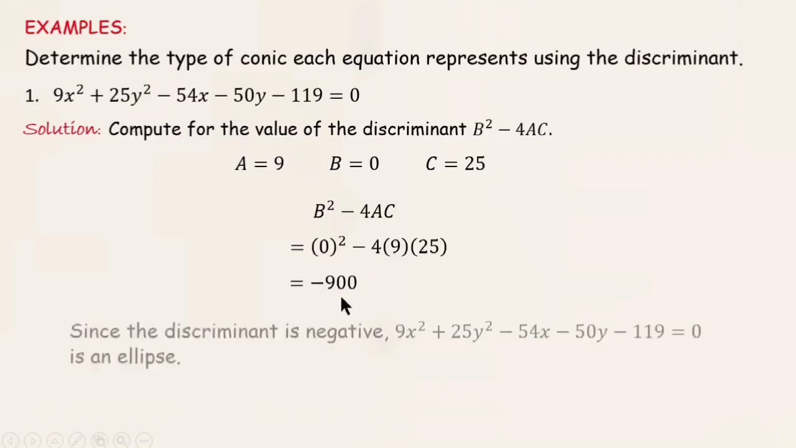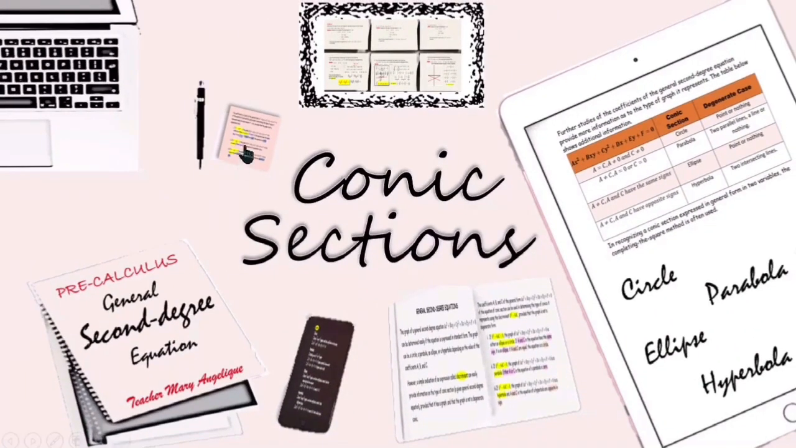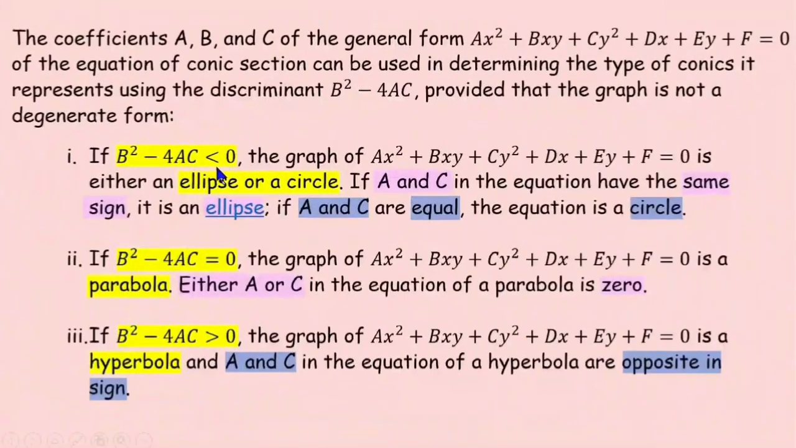Since the discriminant is negative and a and c in the equation have the same sign, the equation 9x squared plus 25y squared minus 54x minus 50y minus 119 equals 0 is an ellipse. Remember, if the discriminant is less than 0, negative 900 is less than 0, and a and c have the same sign, the equation is an ellipse.